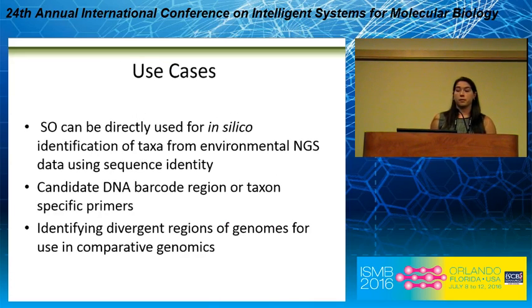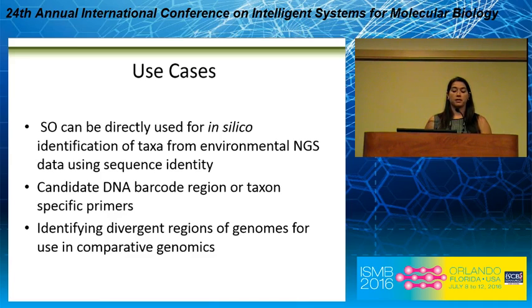Some of the use cases for the signature oligonucleotides and AODP have been to use them directly for in silico identification of taxa from environmental NGS data based on sequence identity. We've used sequence identity to either verify the presence of quarantine pathogens in environmental data sets or to challenge an identification by a classical pipeline. Sometimes a lot of the public databases are really heavy in quarantined and regulated species, and so you get those as false positives, and using sequence identity, we've been able to say, no, this is actually a false positive, and that's good when you work for the government.